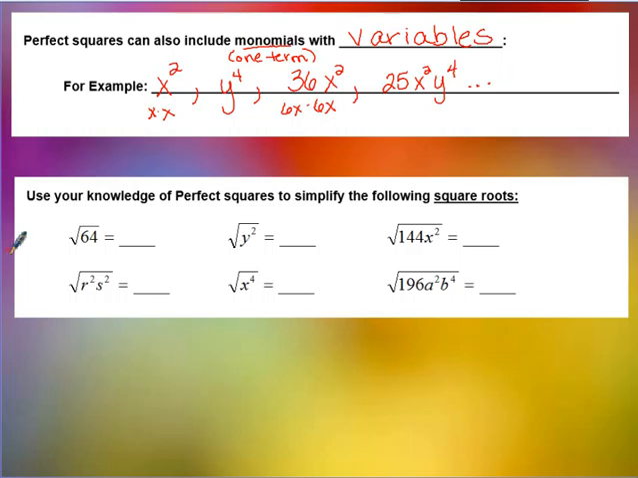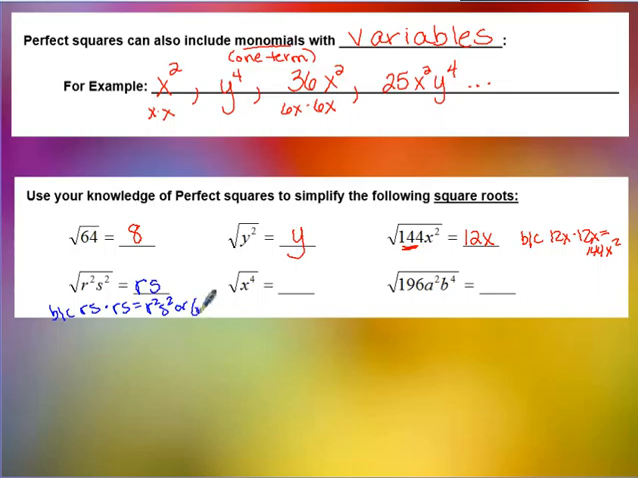So now let's use our knowledge of perfect squares to simplify the following square roots. The square root of 64 we know is 8. The square root of y squared would be just y. Y times y is y squared. The square root of 144 is 12, and the square root of x squared is x. The square root of 144x squared is 12x because 12x times 12x gives us 144x squared. The next one is r squared s squared. So this would be rs because rs times rs would be r squared s squared.